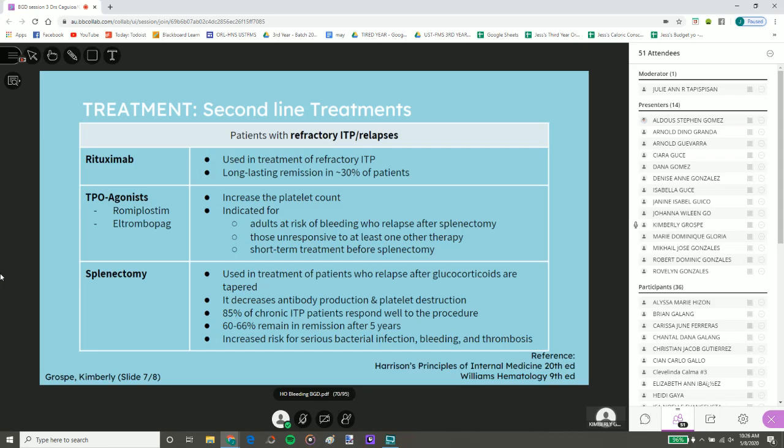And splenectomy is probably the last choice, as it is invasive, and it is used for patients who relapse after glucocorticoids are tapered. It decreases antibody production and platelet destruction, and it has a high cure rate, as 85% of chronic ITP patients respond well to the procedure, and 60 to 66% remain in remission after 5 years. There is, however, an increased risk for serious bacterial infection, bleeding, and thrombosis.